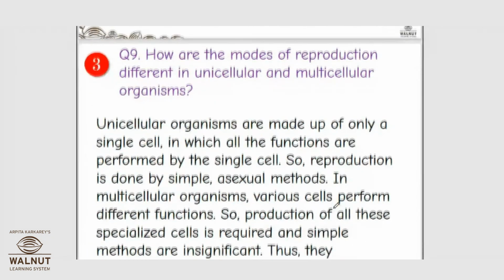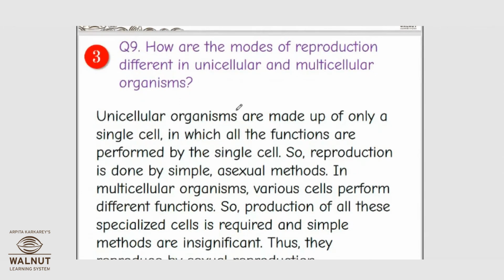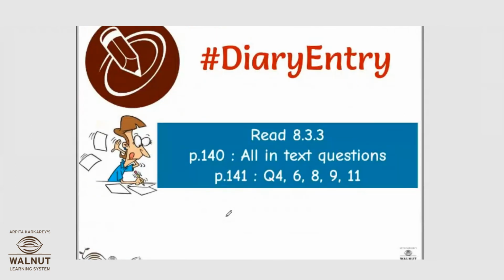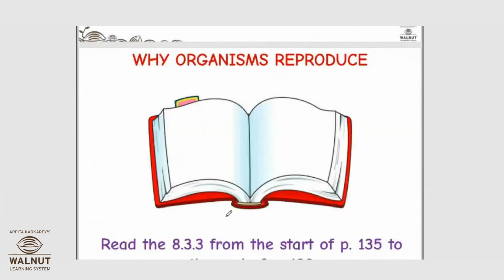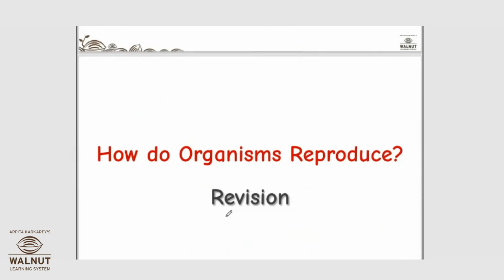Now, how are the modes of reproduction different in unicellular and multicellular organisms? You can go through this again. In unicellular, mostly it is asexual, right? In multicellular, it can be sexual reproduction or asexual reproduction, where specialized cells are involved. Okay? So you can go through this answer. Please go through the sections which are given in your book, mentioned in the PPT and in the book.